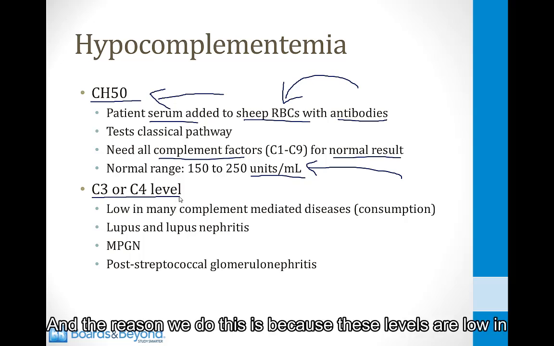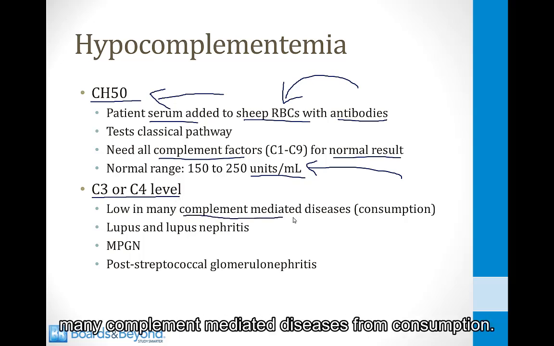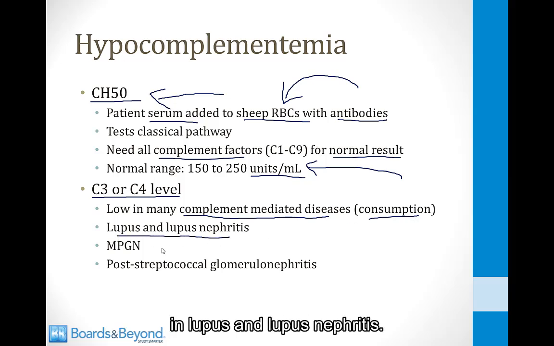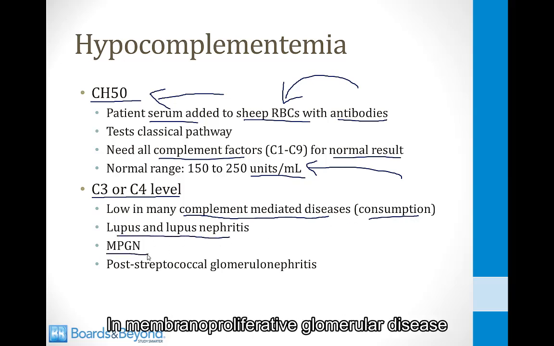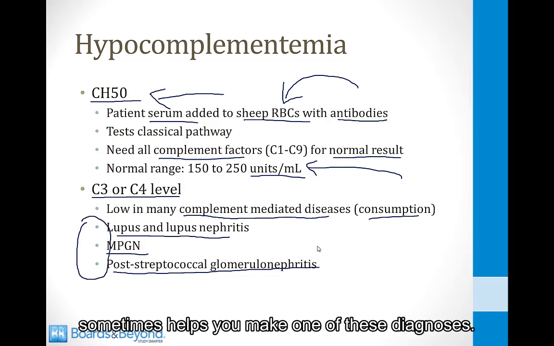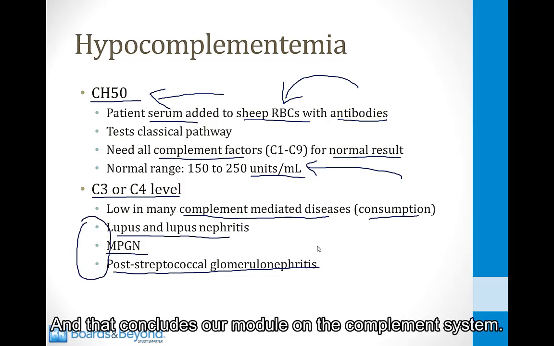And the reason we do this is because these levels are low in many complement-mediated diseases from consumption. So for example, you can find low C3 or C4 levels in lupus and lupus nephritis, in membranoproliferative glomerular disease, and in post-streptococcal glomerular nephritis. So finding a low complement level sometimes helps you make one of these diagnoses. And that concludes our module on the complement system.